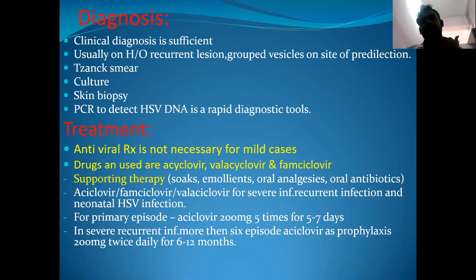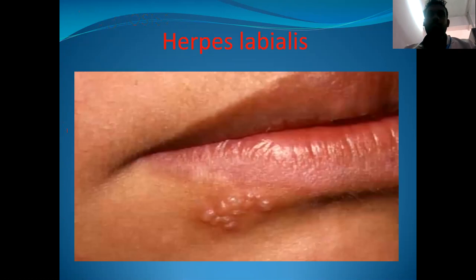For a primary episode, the acyclovir dose is 400 mg 3 times a day for 7 days, or acyclovir 200 mg 5 times per day for 5 to 7 days. In severe recurrent infection, more than 6 episodes, acyclovir can be given as a prophylactic dose, which will be 400 mg twice daily for 6 to 12 months. Or we can also give it as 200 mg twice daily for 6 to 12 months.